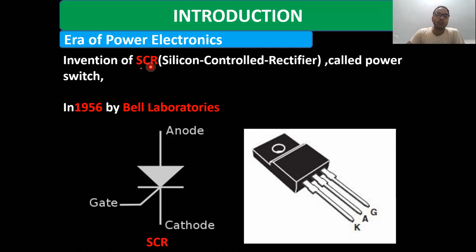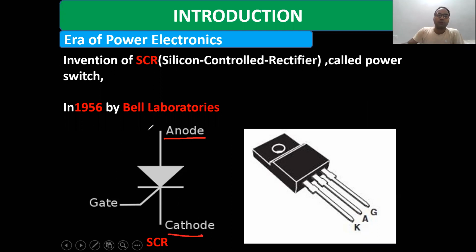Similarly, the SCR, the silicon controlled rectifier, is also one type of switch, but we can control its on duration as well as its off duration. So this is also a power switch. It was invented in 1956 by the Bell Laboratory, and it has three terminals. One terminal is the anode. The other terminal is the cathode.